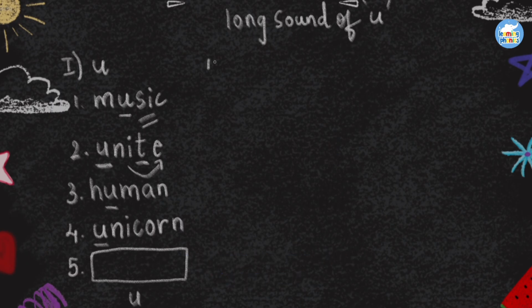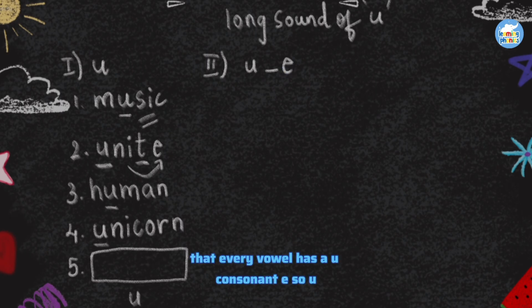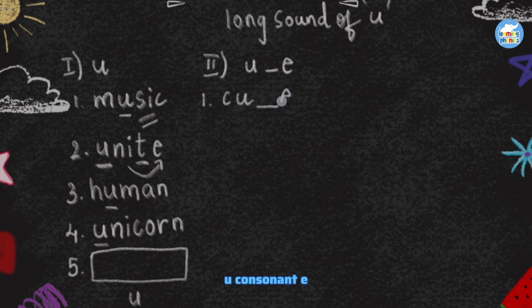Number 2 we are going to have here is U consonant E. Like I have said, every vowel has a U consonant E, so U also has it. Number 1 is cube. Number 2, use.